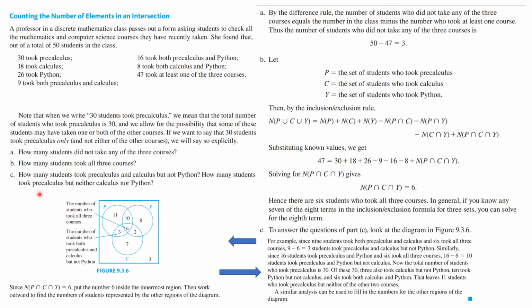How many students took pre-calculus, but neither calculus nor Python? So pre-calculus, but neither calculus nor Python, that would be 11. Now, the way you got this was you started with what was in the middle, and you added things back. And so that is how you figure out what these are to fill in. You really probably want to work through this example so you understand it.